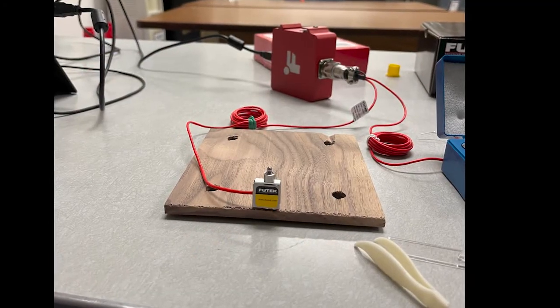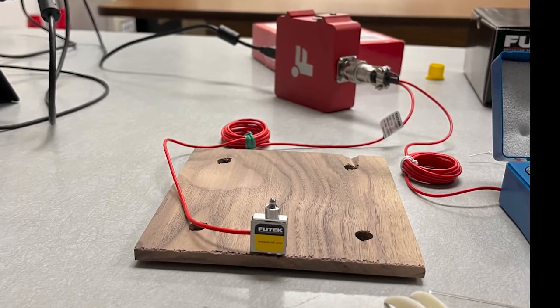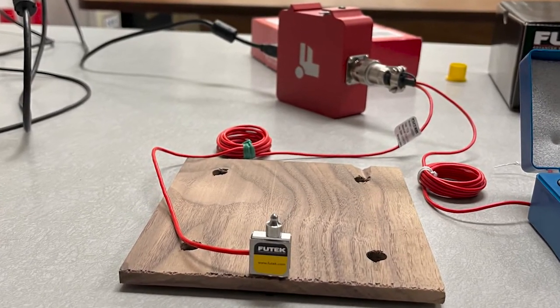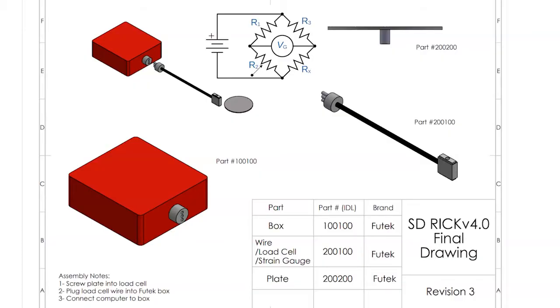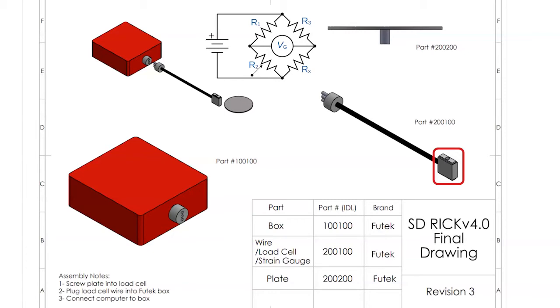Hello, my name is Josh. I'm the systems engineer. Here we see our prototype, and we're going to go ahead and explain the technology that powers it. Our system consists of two main parts. First, the red box, and second, the load sensor, all provided by FuTech.